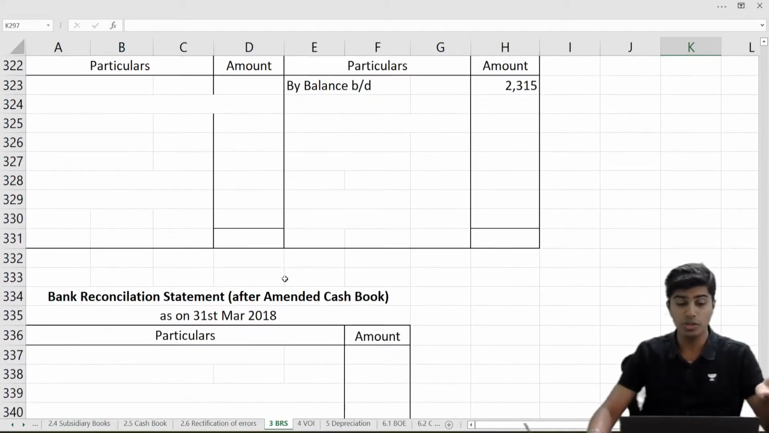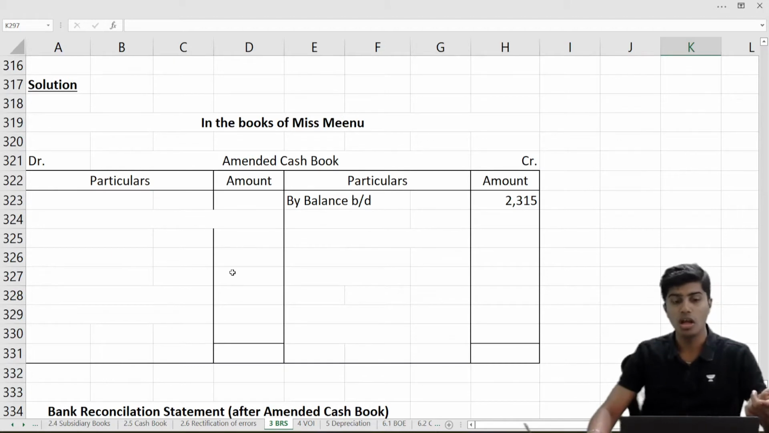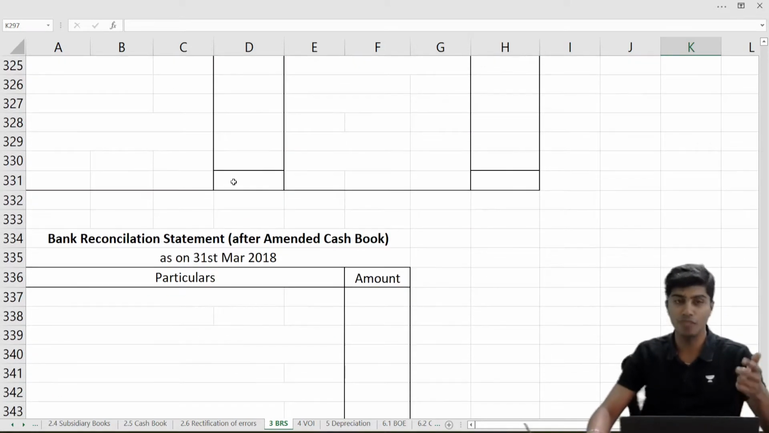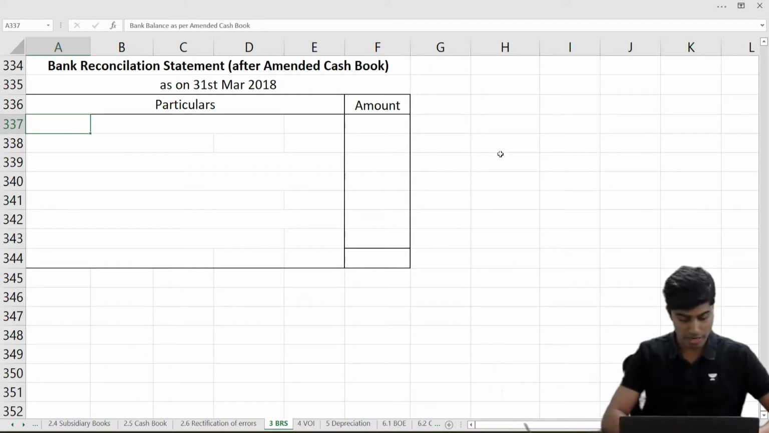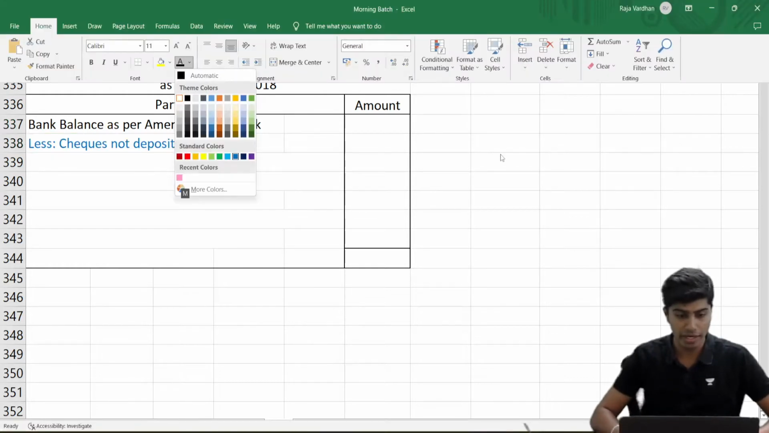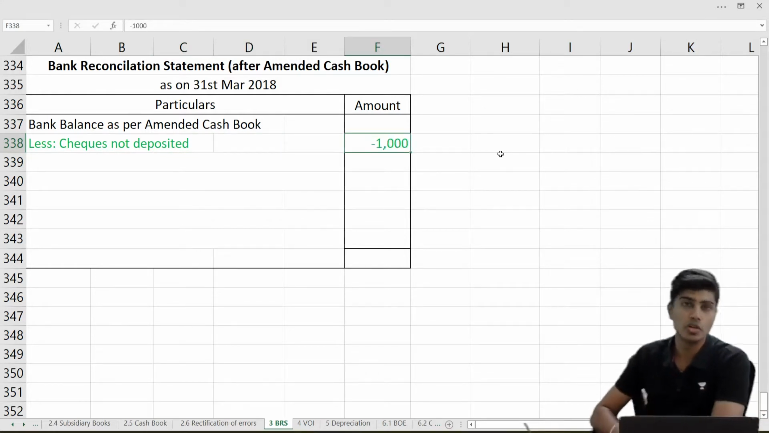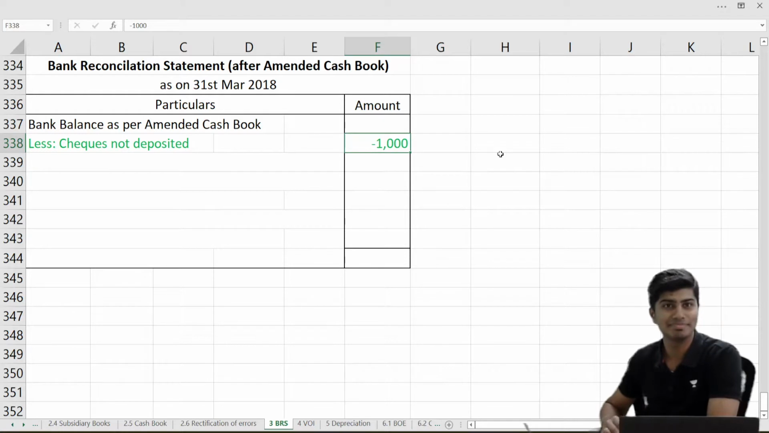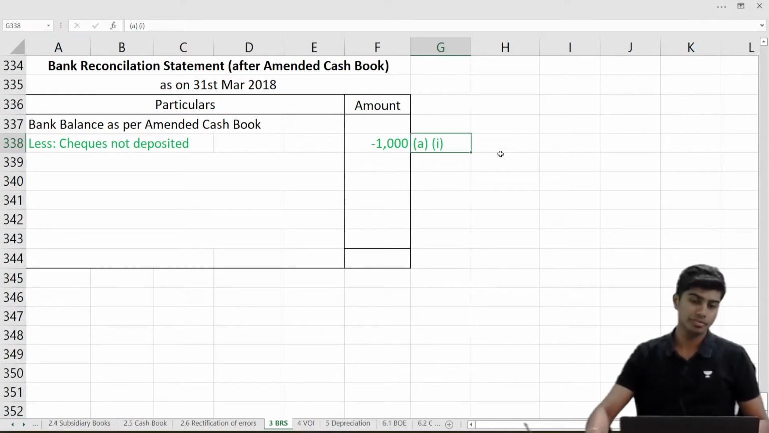And in our BRS, we don't know what the opening balance is. The opening balance will be the balance as per the amended cash book. I'll first close my amended cash book, figure out the value and then write it here. So I don't know what the balance as per amended cash book is. I'll keep it waiting and now write what exactly is checks not deposited. This is to the extent of 1000. So I've written this 1000 as minus. I hope there are no doubts, and this is our adjustment A1.